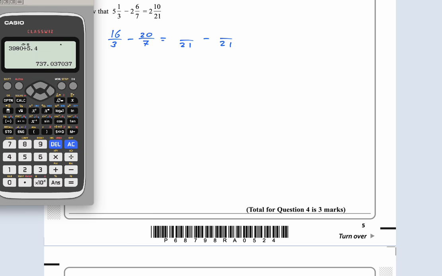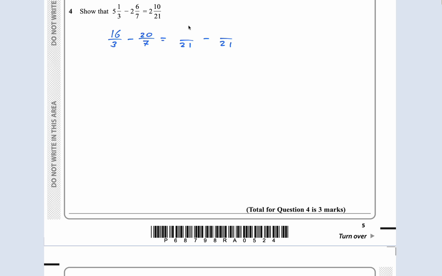Now I can use my calculator here, guys. 16 times 7 is 112. And then 7 times 3 is 21, so 20 times 3 is 60. So it's 112 over 21 minus 60 over 21, which is 52 over 21. Now, how many times does 21 go into 52? Well, it goes in twice, and the remainder is, you guessed it, 10. Hence, we get 10 over 21. And that's what we needed to show.